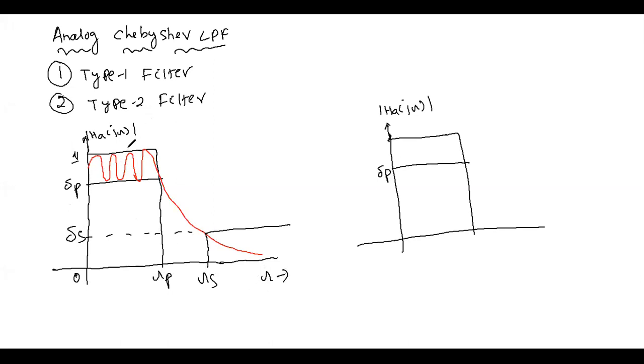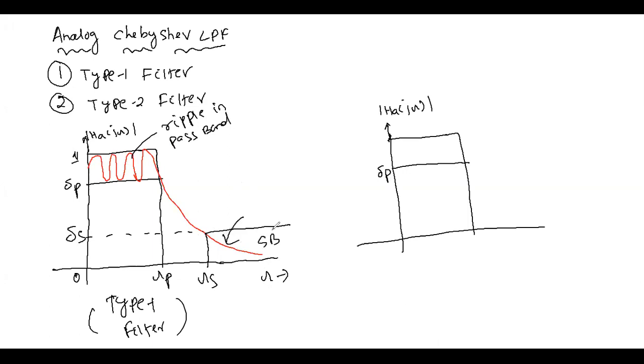Now, this is your type 1 filter. In the type 1 filter, what I said, simply, is ripple in the pass band. These are the ripples. Ripple in the pass band, and monotonic nature. This is monotonic decreasing. Yes or not? Monotonic in the stop band. This is your stop band. So it's monotonic in the stop band. Okay, clear?